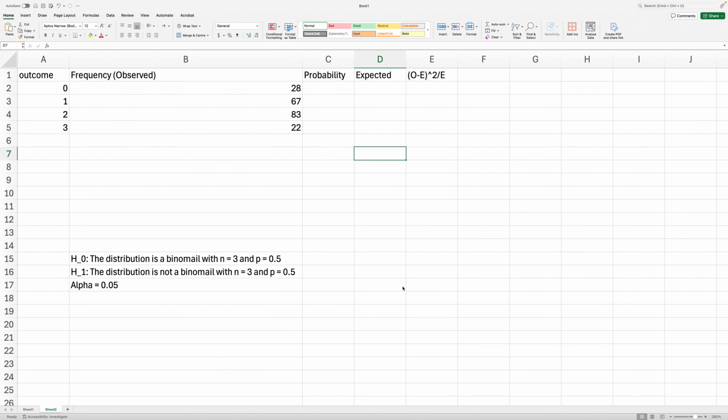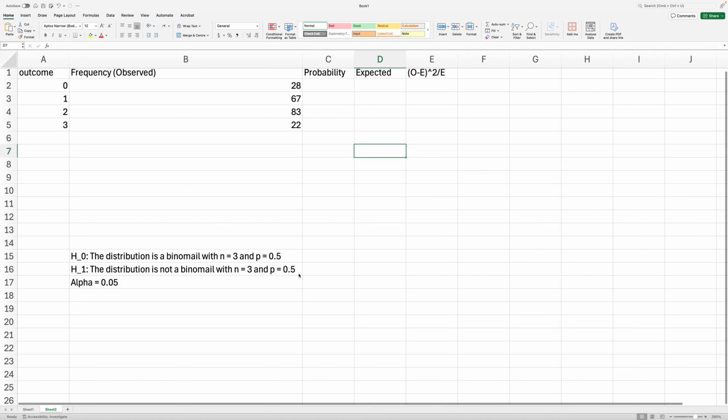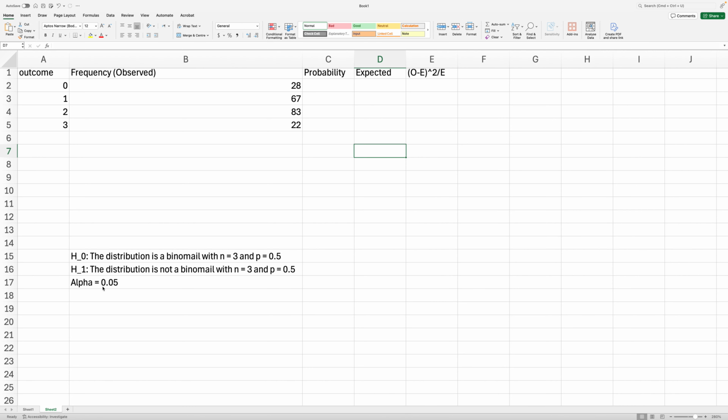In this video, inshallah, I will conduct a chi-square goodness of fit test for a binomial distribution. The null hypothesis for this question says the distribution is a binomial with n equal to 3 and p equal to 0.5. The alternative says no, it is not a binomial distribution with n equal 3 and p equal 0.5. We will use alpha, which is the significance level, as 0.05.